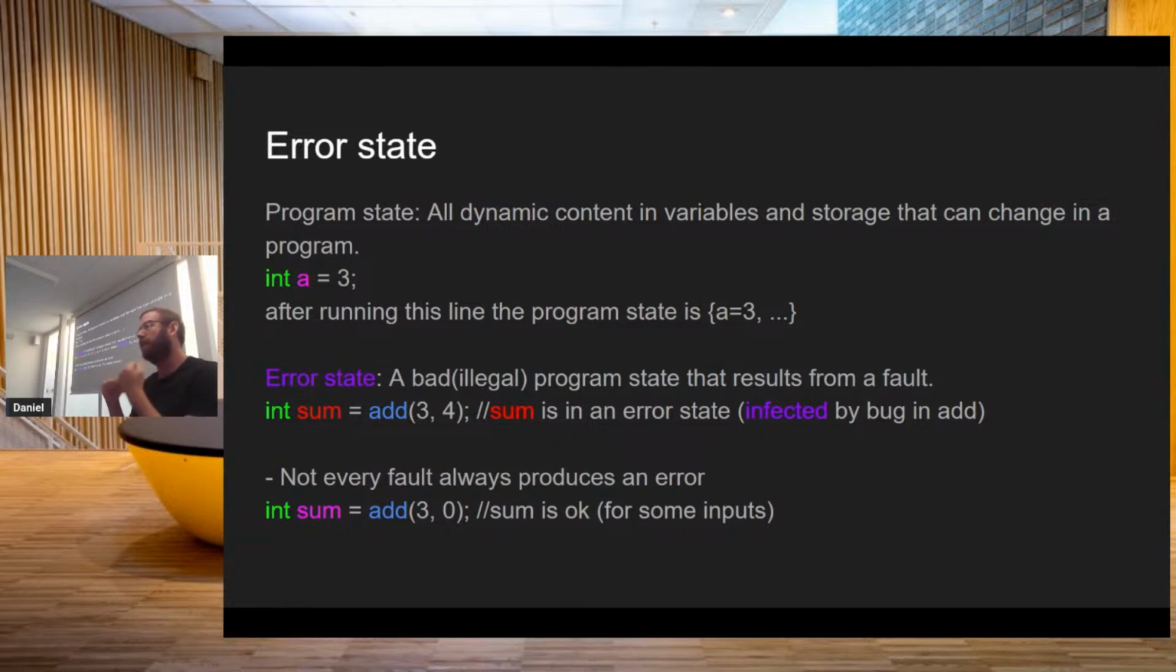Now some variables are changed in a way that, or this could be saved into a database also. It could be saved into a file. It could be saved into local storage or something like that. Now we're in error state.